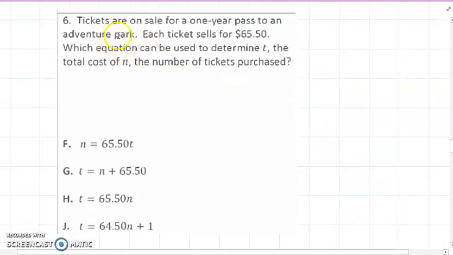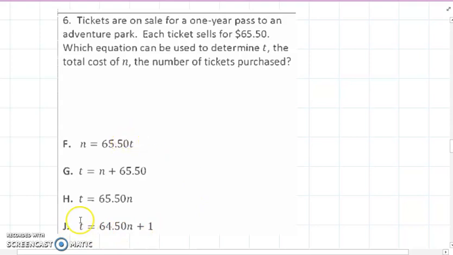Number 6. Tickets are on sale for a 1-year pass to an adventure park. Each ticket sells for $65.50. Which equation can be used to determine T, the total cost of N, the number of tickets purchased? F, N equals 65.50 times T. G, T equals N plus 65.50. H, T equals 65.50 times N. Or J, T equals 64.50 times N plus 1.